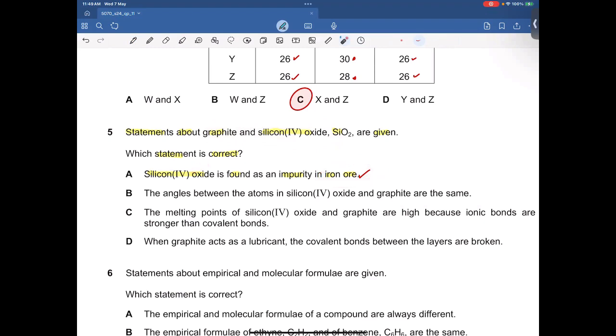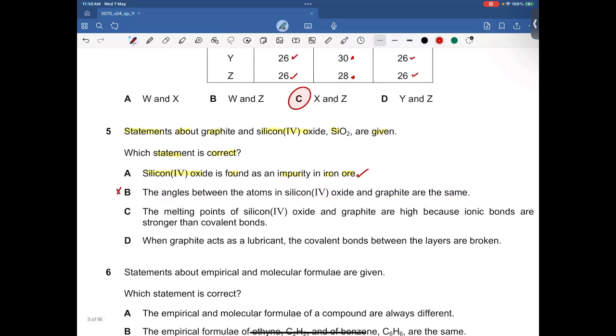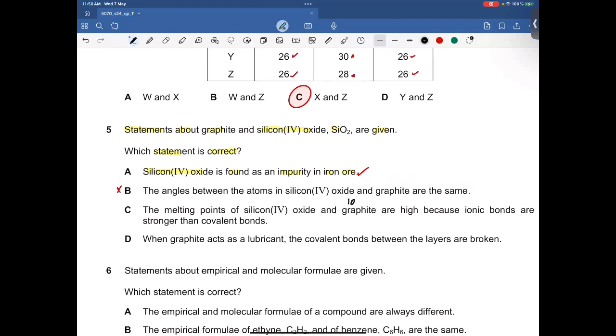Let's move on to the next statement. The angles between atoms in silicon dioxide is 109.5 degrees, and in graphite are the same. Graphite has 120 degrees, and obviously they are not the same. So statement B is incorrect. Silicon dioxide has an angle of 109.5 degrees, and graphite has an angle of 120 degrees. The melting point of silicon 4 oxide and graphite are high. That's true because of ionic bonds. This statement, ionic bonds, is incorrect because both of them exhibit lots of covalent bonds. So statement C is incorrect.